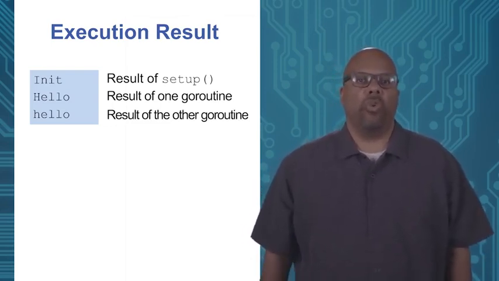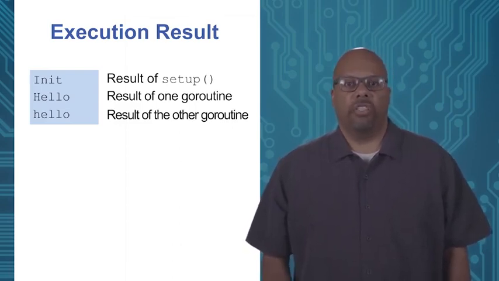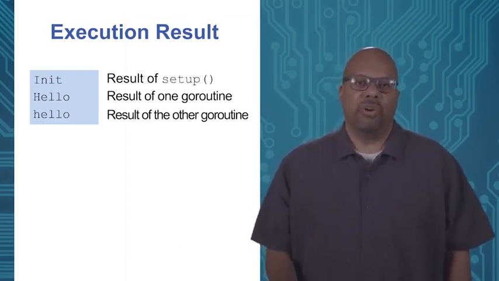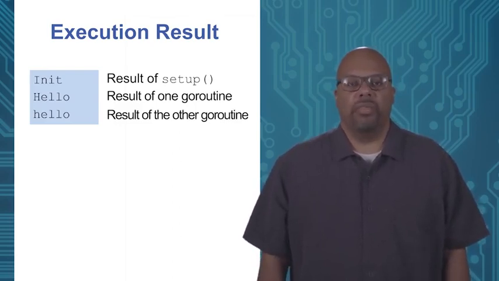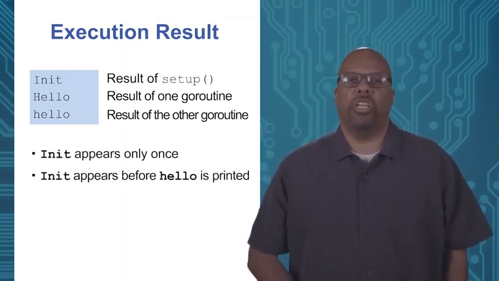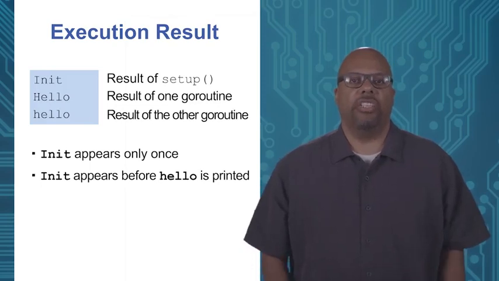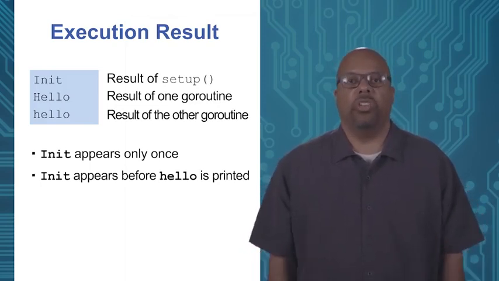Then you get hello twice because both of the Go routines do execute. Excuse me for the capitalization on one of the hellos, but both of them execute, and they both print hello. So this works. Init appears once, and init appears before hello. So the initialization is done before any of the other stuff in the Go routines executes, which is what we want of initialization.